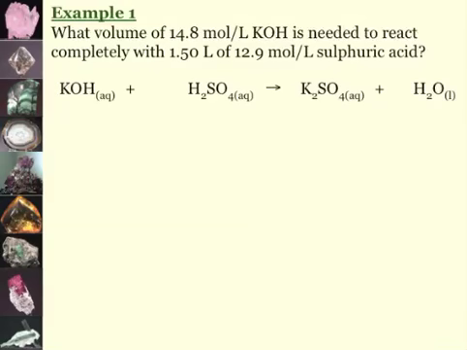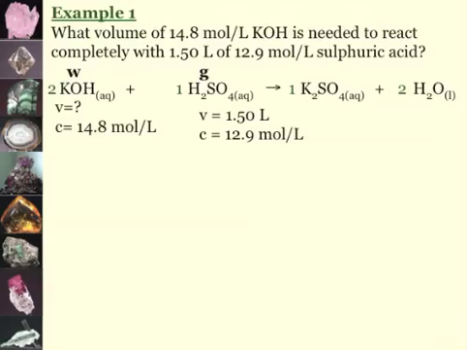Well, I write out my equation. I'm going to get a salt and a water, as always. I need to balance that out, and I have a 2 to 1 to 1 to 2 ratio. I'm given the amount of sulfuric acid, the volume of 1.5 liters at a concentration of 12.9 moles per liter. So with that information, I can figure out the number of moles of sulfuric acid that I have. Now, I want the volume of potassium hydroxide, and I know the concentration of that is given in the question.